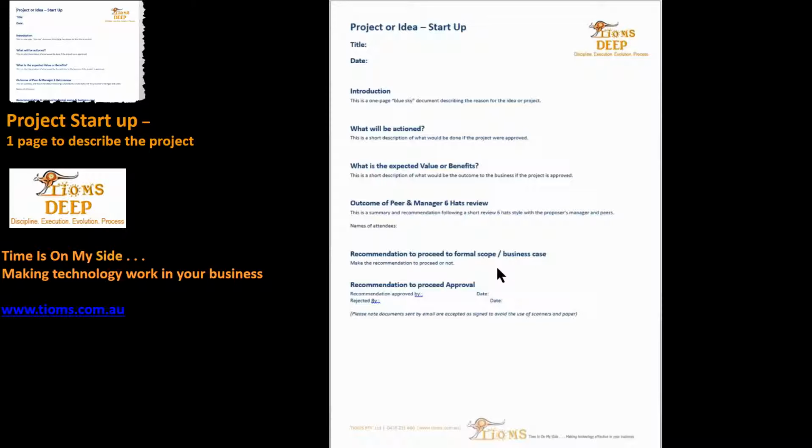And then finally, using all the information above, we get to the point where we can make a recommendation. So we've looked at this project or idea, and do we now think it is worth proceeding or not? And there's a sign off on the bottom as well. Now, I wouldn't expect people to sign this with a pen and then scan it or anything like that. We really need to make sure that everything is kept electronically.